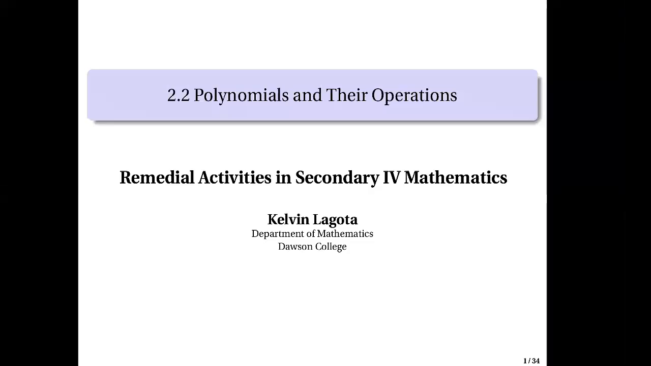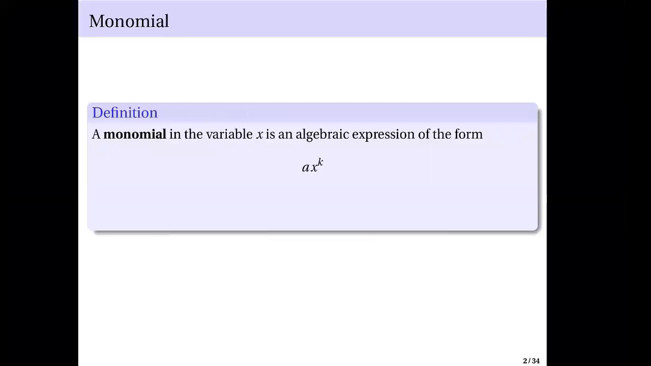So for today, we'll be talking about section 2.2 of our course, titled Polynomials and their operations. So let us start with the following definition. We define monomial. A monomial in the variable x is an algebraic expression of the form ax to the k.